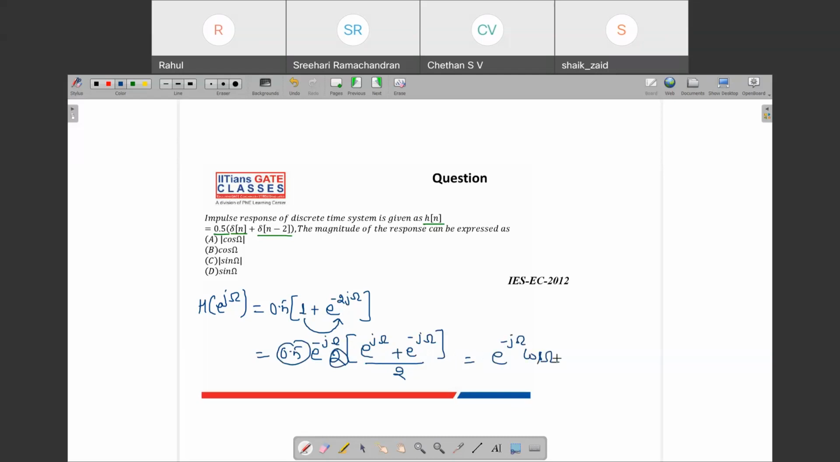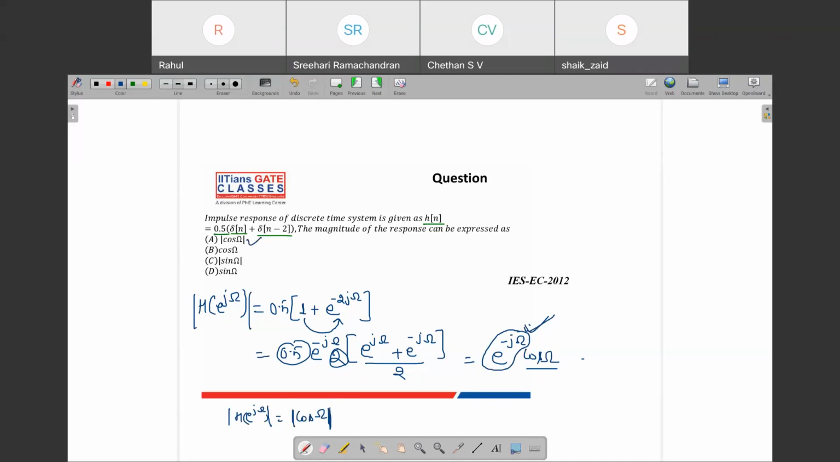Now this term again is a phase term. So when you take the magnitude, this phase term will go away. This magnitude will become 1. You'll be just left with cos of omega. So mod of H of e to the power j omega will be mod of cos of omega. Put the mod here. That will be the correct answer.